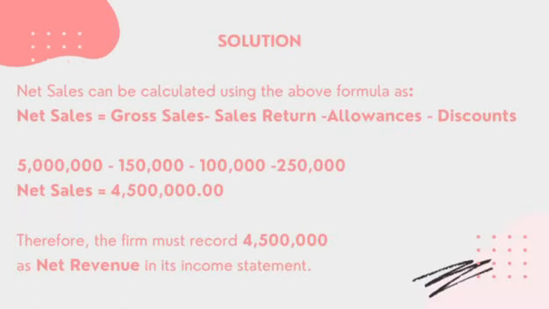Solution: net sales can be calculated using the above formula as gross sales minus sales return minus allowances minus discounts. So we have here the given data: 5 million minus 150,000 minus 100,000 minus 250,000. We will be having net sales of 4,500,000. Therefore, the firm must record 4,500,000 as revenue or net revenue in its income statement.